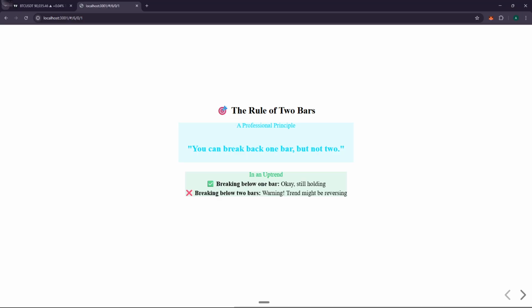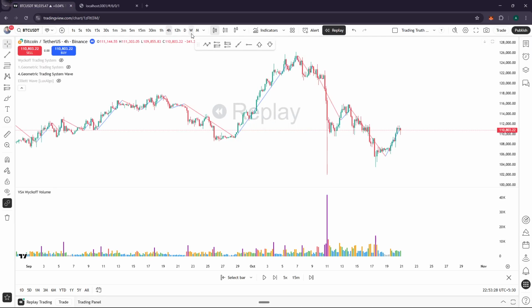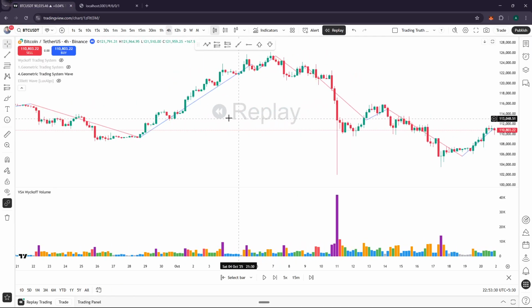So in an uptrend, you can have a pullback that goes below the previous bar. That's okay. But if price breaks below two bars back, that's a warning. The trend might be reversing. So if I come here, you see, as it's going up, when this candle closes below the two bar, we just close our trade and wait for the market to confirm the upside move.